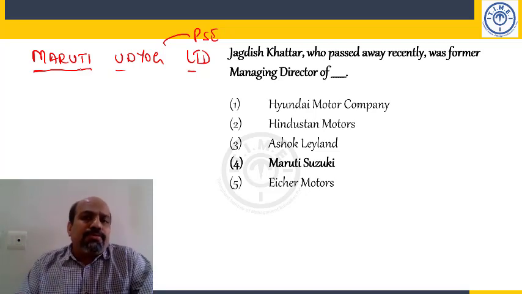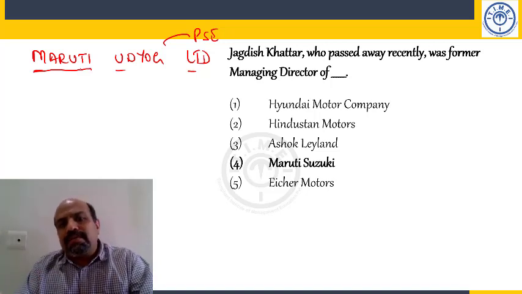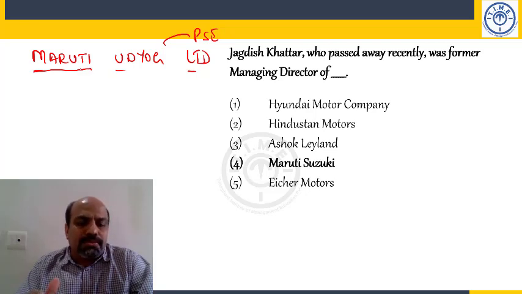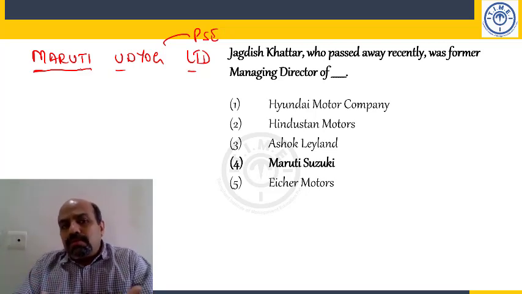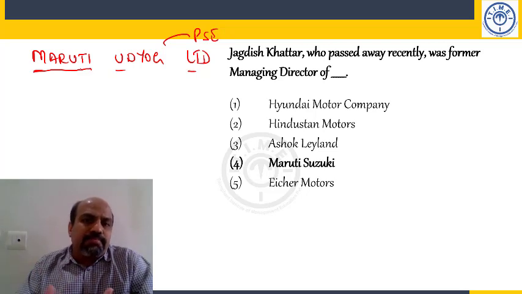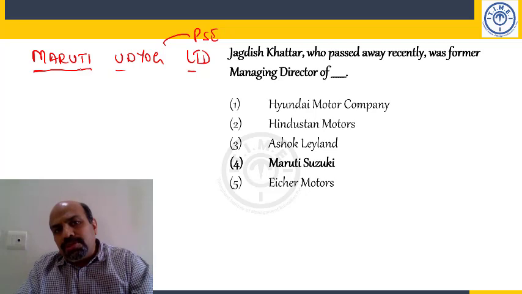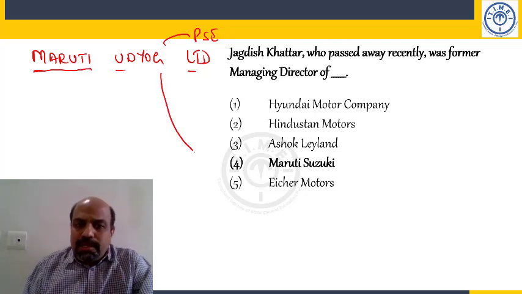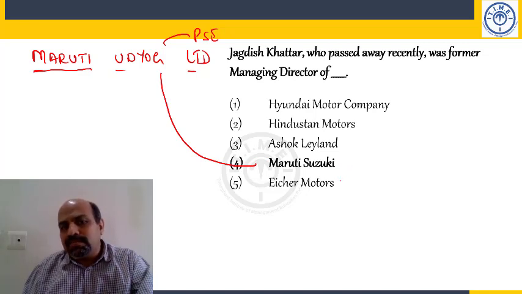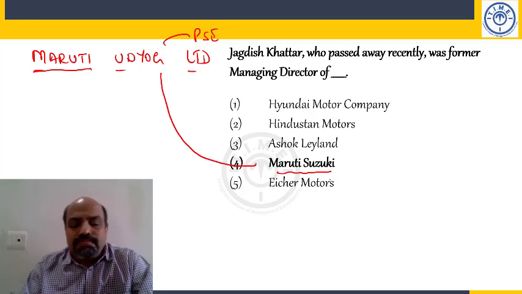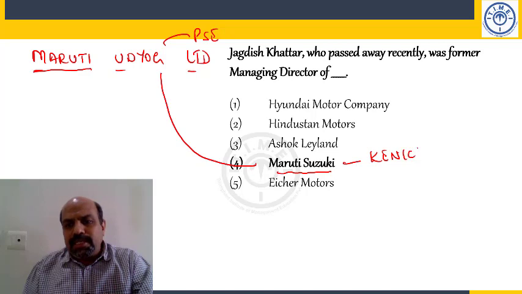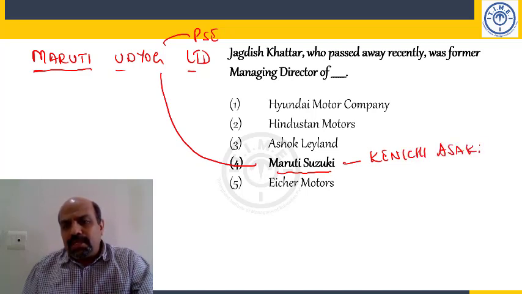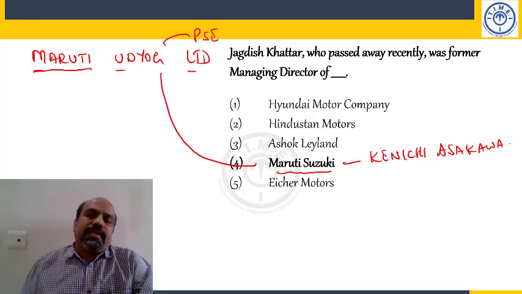Over a period of time, the Government of India began to divest its shares, and the first right of purchase was given to Suzuki Corporation of Japan. Slowly the government became a minority shareholder in Maruti Udyog. When Suzuki became a majority owner, it changed the name to Maruti Suzuki India Limited, MSIL. This is India's largest car maker. Its MD currently, if I'm not wrong, is Kenichi Asakawa.